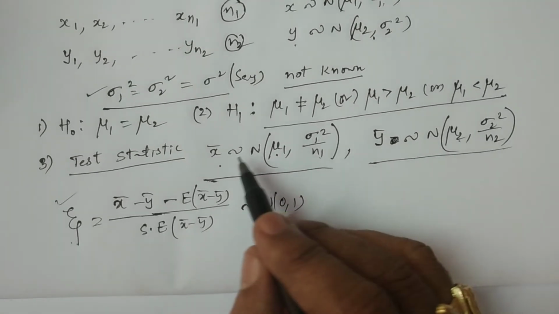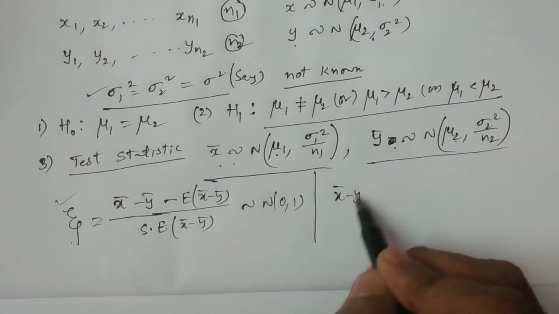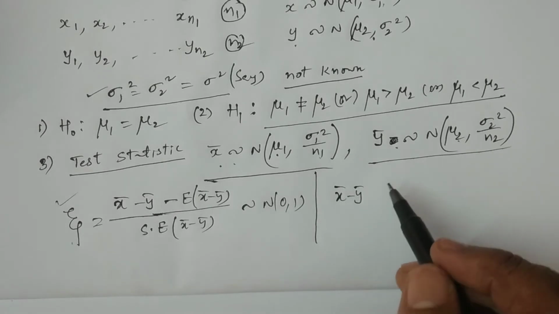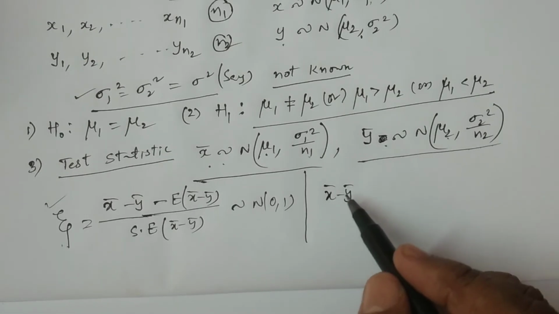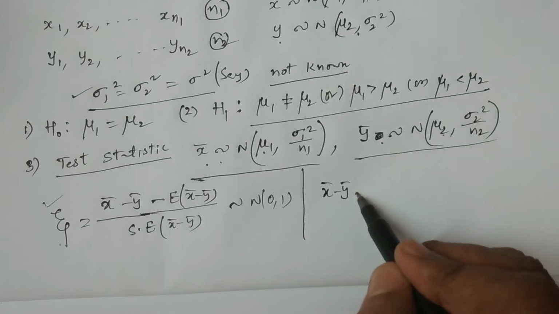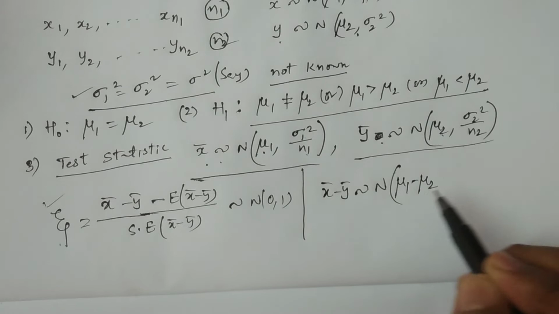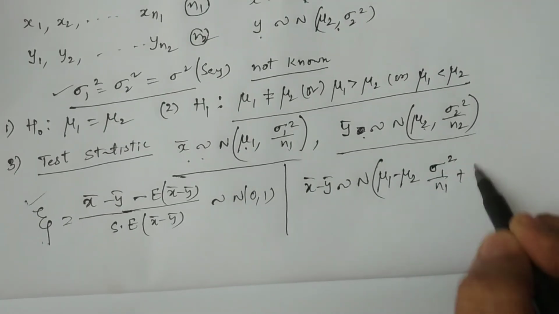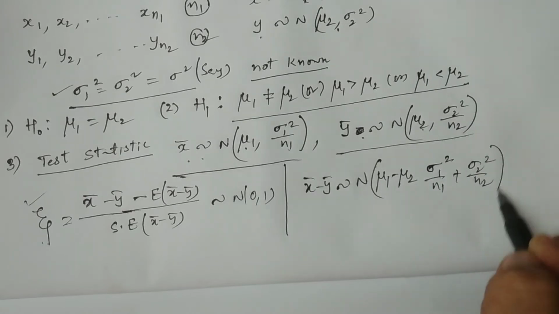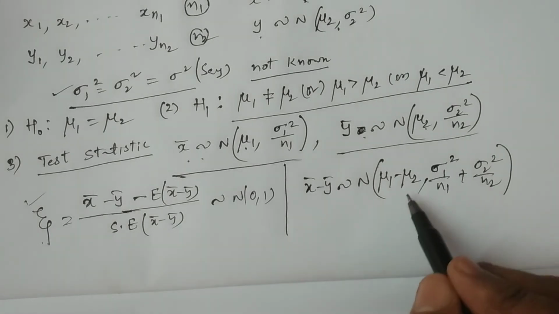And from X bar and Y bar, we know the distribution of X bar minus Y bar. What is it? By linear combination of normal variates, or the additive property of the normal distribution, X bar minus Y bar follows a normal distribution with mean mu1 minus mu2 and variance sigma 1 square by n1 plus sigma 2 square by n2. These are the mean and the variance.